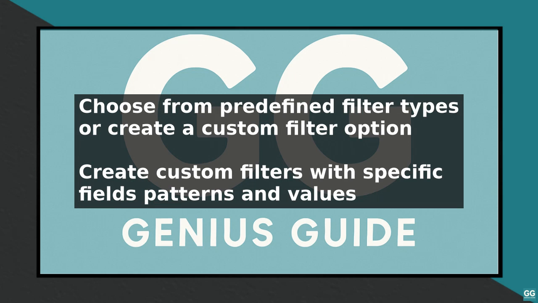For example, if you want to exclude traffic from your company's internal IP address, you would create a custom filter with the filter field set to IP address, the filter pattern set to equals to, and the filter value set to your company's IP address.